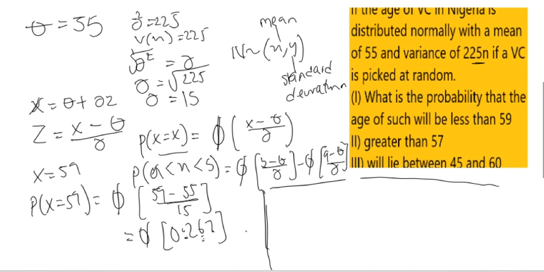Okay, so now we have this z index value of 0.267, and our answer when P of X equals 59 is equal to 0.60527. So this is our final answer.